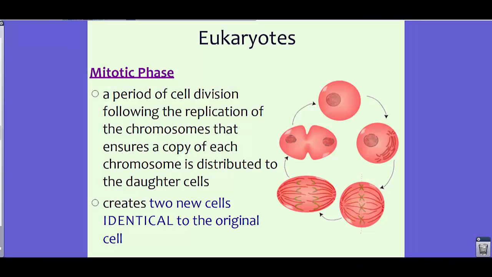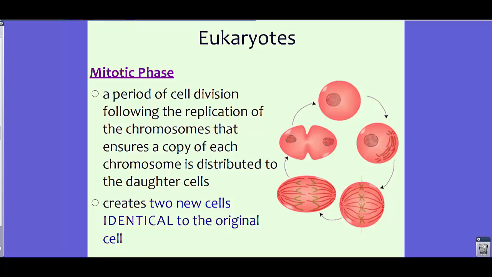Let's talk now about how eukaryotes reproduce. Now eukaryotes, unlike prokaryotes, actually have to go through mitosis, or they go through the mitotic phase. Since we just talked about the cell cycle, we now understand that most of the cell cycle is actually interphase. It's the preparation for mitosis. Mitosis is only a very small part of the replication process of a cell.